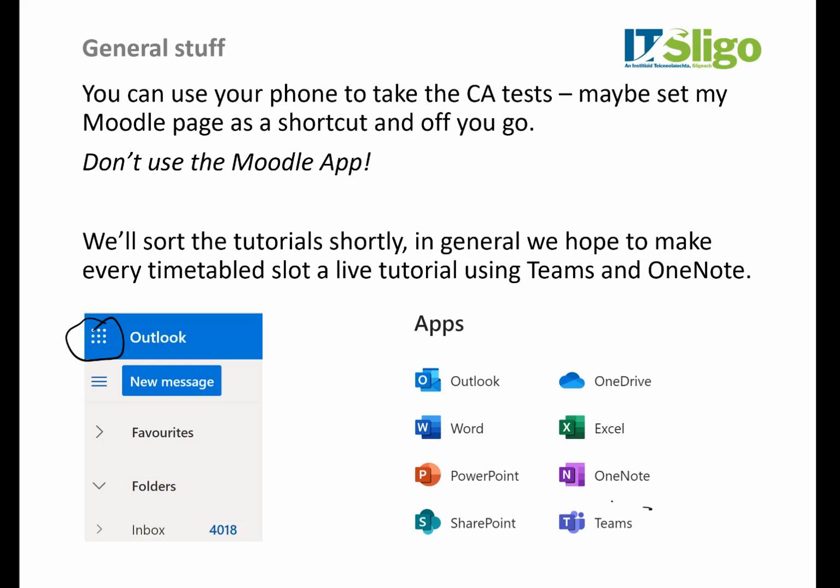And here, guys, is where we'll be able to talk to you on Teams. And then we'll bring you to the OneNote page. And that's where we'd share the OneNote page, and that's where we can write as well as talk. So that's the plan. We hope it'll work. But that's where you'll find these packages as well. Click on the 9 dots here. So that's it from the general stuff point of view.